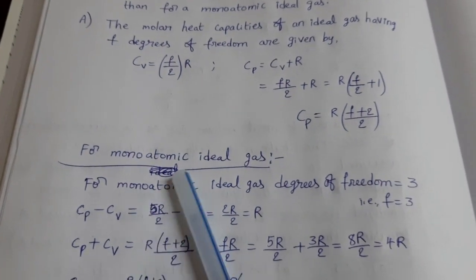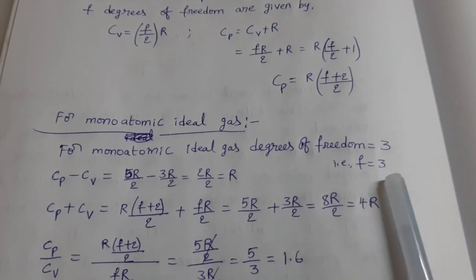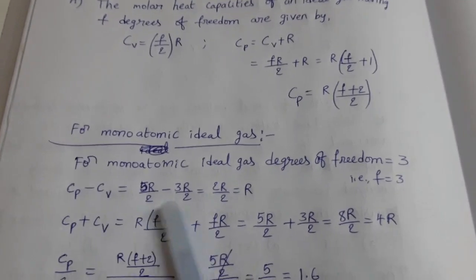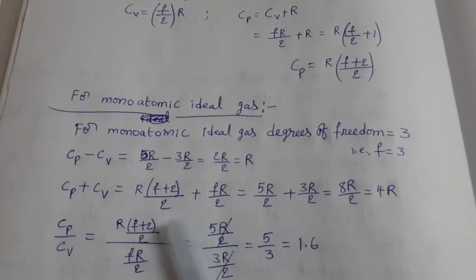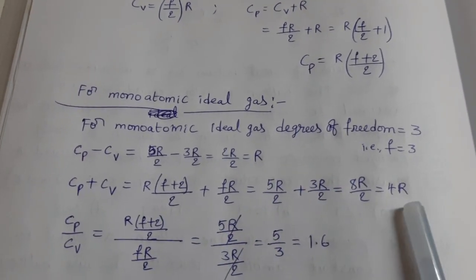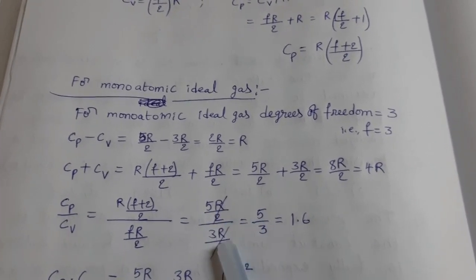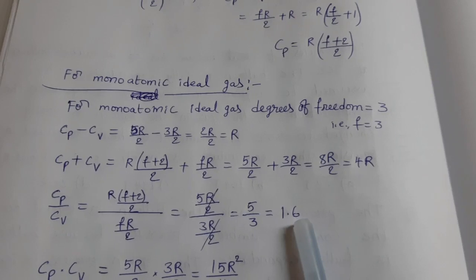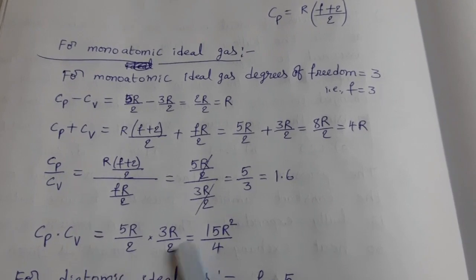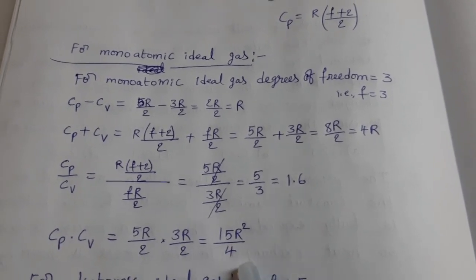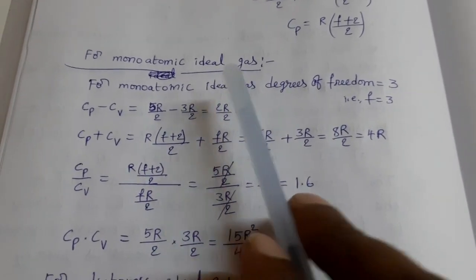First, for monoatomic ideal gas, degrees of freedom 3, that means F equal to 3. Cp minus Cv equal to R. Cp plus Cv: Cp means 5R by 2, Cv means 3R by 2. Finally, we can get 4R. Cp divided by Cv, 5R by 2 by 3R by 2, that equal to 1.6. Cp into Cv, that is multiply these two values, we can get 15R squared by 4. So these four are related to monoatomic ideal gas.